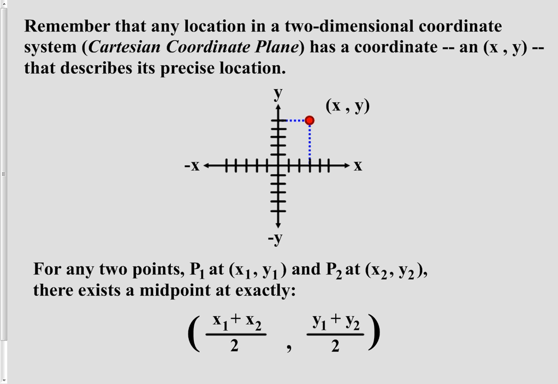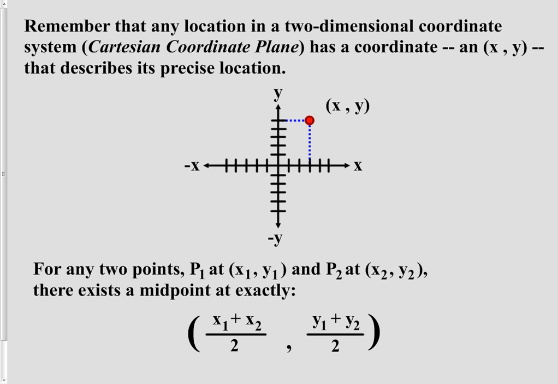Remember that any point that exists in the Cartesian Coordinate Plane, it aligns with the x-axis somewhere, and it aligns with the y-axis somewhere. Okay, when you take those two pieces of alignment and you put them together, that's called a coordinate, where it aligns with the x-axis, comma, where it aligns with the y-axis. And it is in that order, x, comma, y. It's alphabetical, so we should not have any confusion on that.